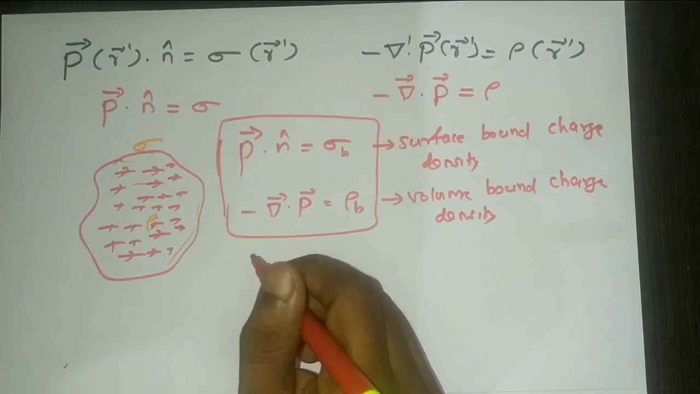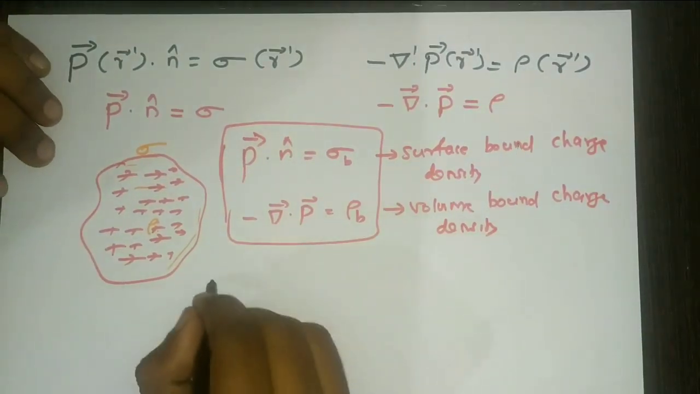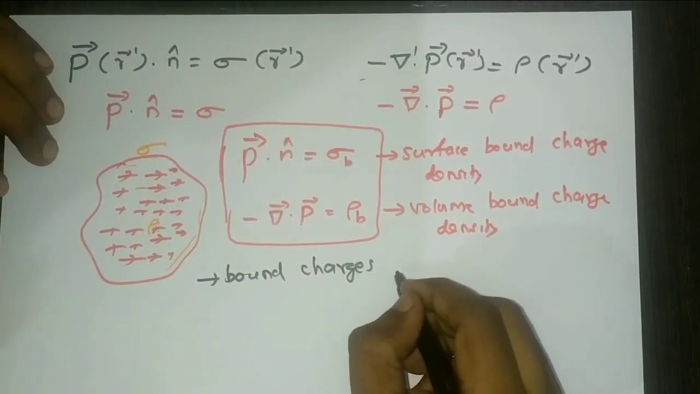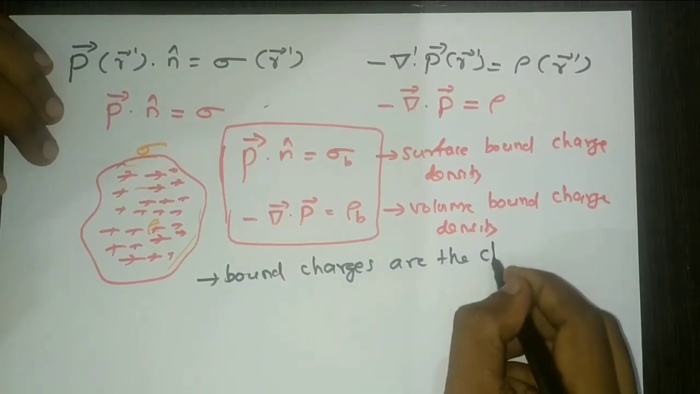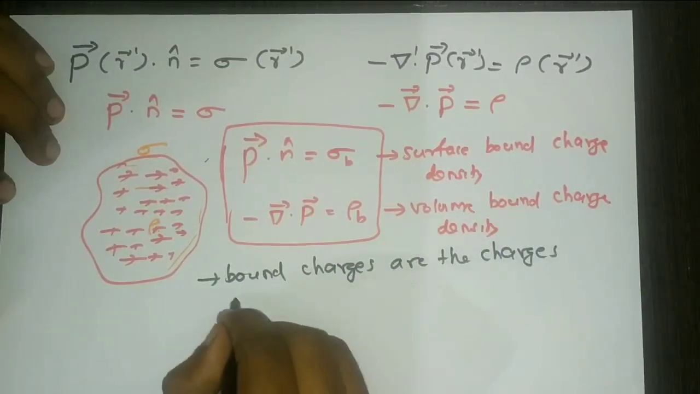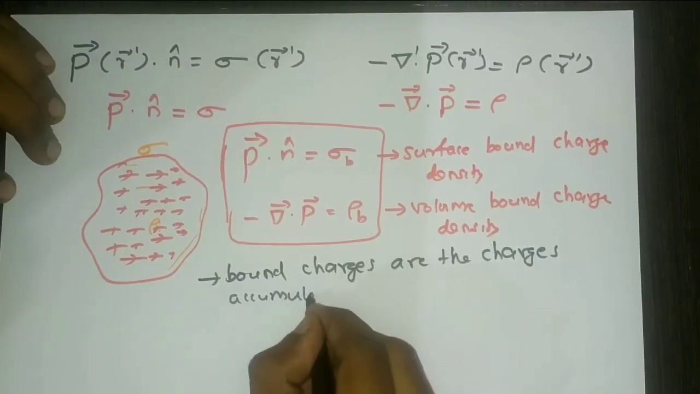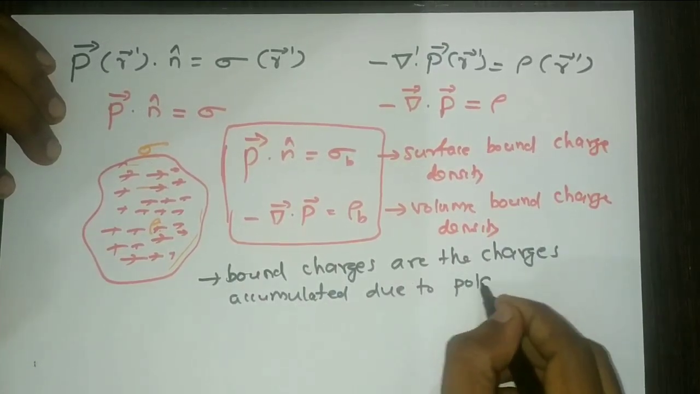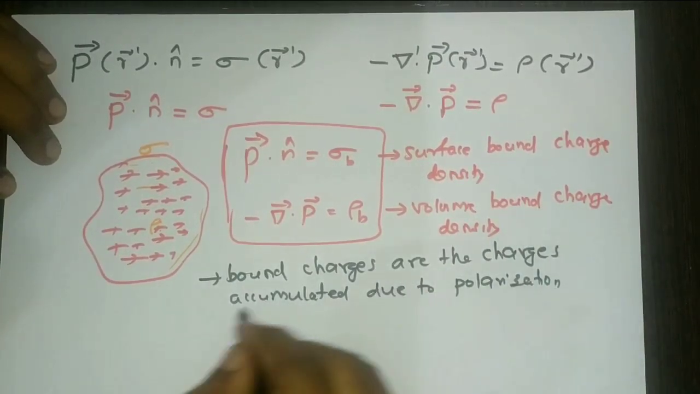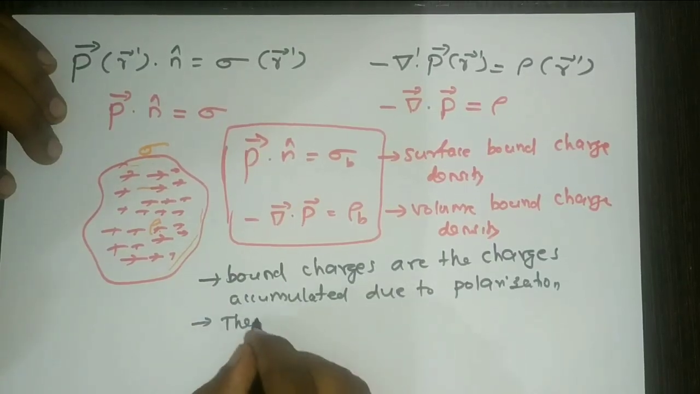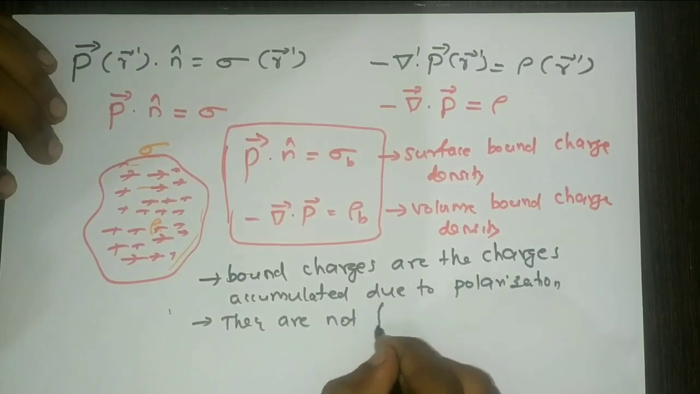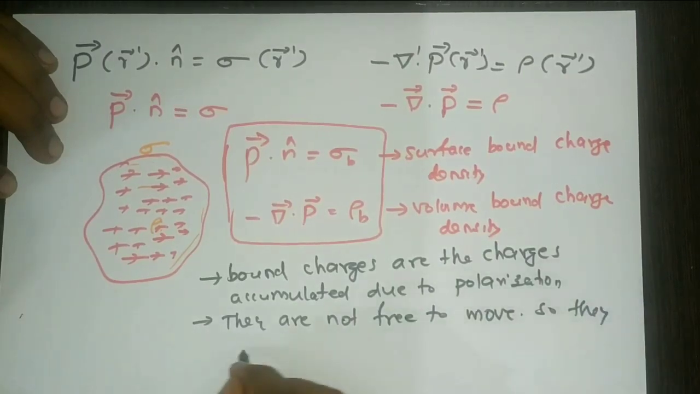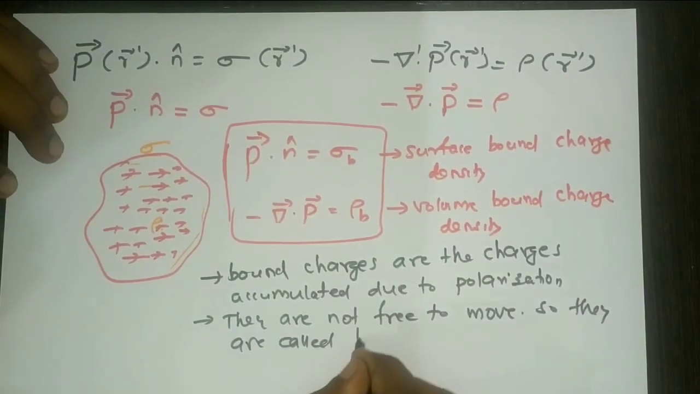I will discuss later. Let me note down this word, bound charges. Bound charges are the charges accumulated due to polarization. They are not free to move, so they are called bound charges.